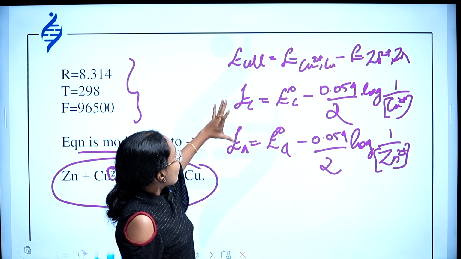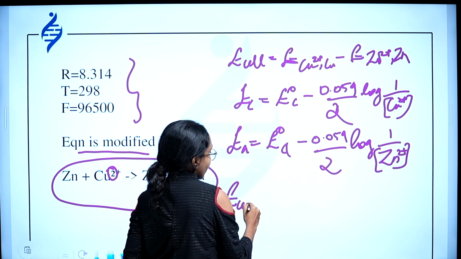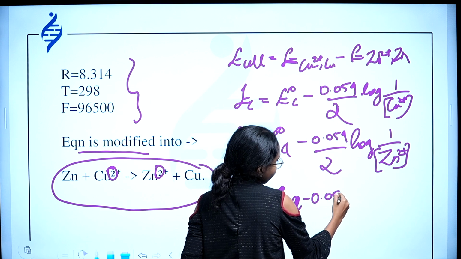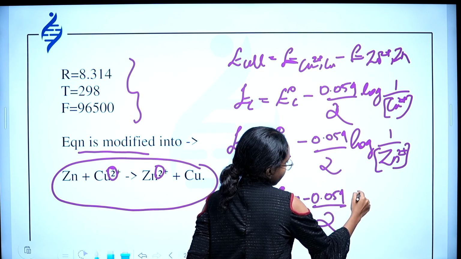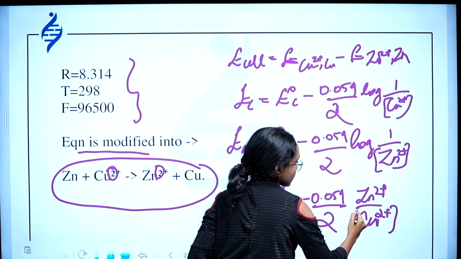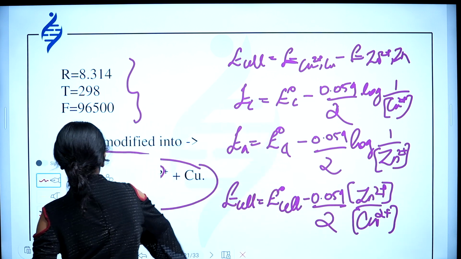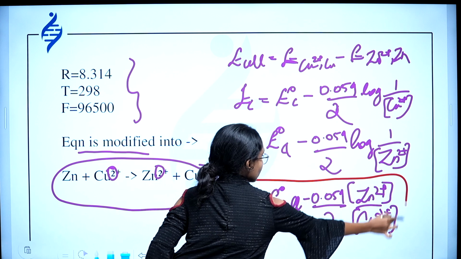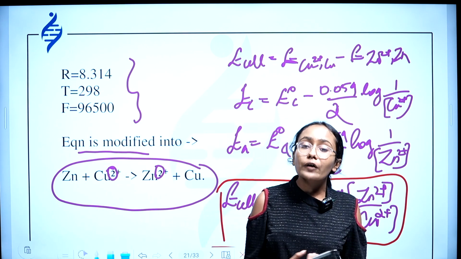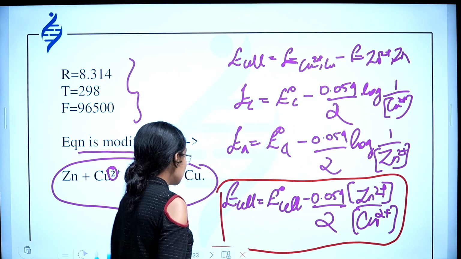So putting these values in, we'll get the overall cell reaction: E cell equals E naught cell minus 0.059 by 2 log of concentration of Zn2+ by concentration of Cu2+. This is the Nernst equation for the Daniell cell, which is E cell equals E naught cell minus 0.059 by 2 log of the concentration of Zn2+ divided by the concentration of Cu2+.